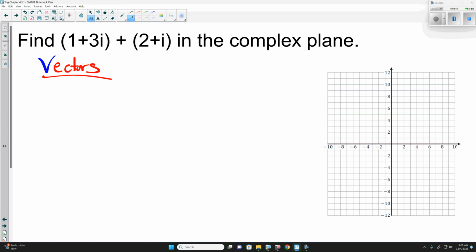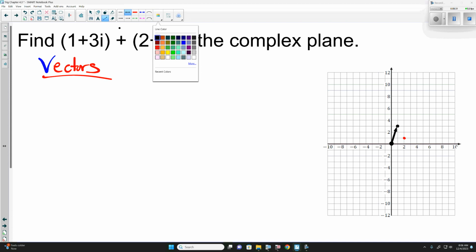So if we look at 1 plus 3i, and I graphed it, we would go over 1 and up 3. Now, using the fact that this is a smartboard and I can do this, the vector starts at the origin and goes to that point. So that right there would be the vector. Now, our other point is 2 plus i. So over 2, up 1.